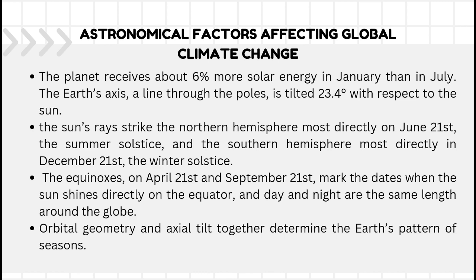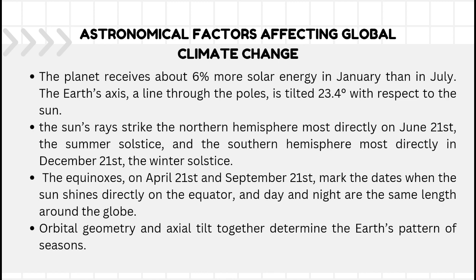Orbital geometry and axial tilt together determine the Earth's pattern of seasons. The solstice is the point where the sun appears to reach either its highest or lowest point in the sky for the year, while the equinox is the time of equal days and nights. It means the Earth receives 6% more solar energy in January than in July. Its axis is tilted 23.4 degrees with the sun. The sun's rays strike the northern and southern hemispheres most directly on the June and December solstices.